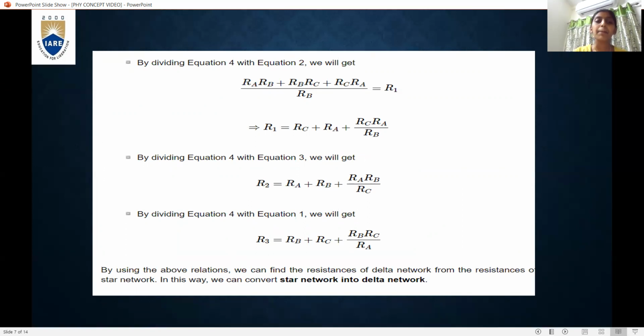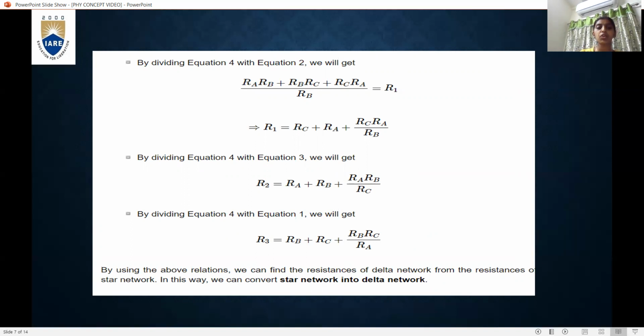Now in the next step, by dividing equation 4 with equation 2, you are going to get the value of R1, that is R1 is equal to RB plus RC plus RA by RB. Then R1 becomes R1 is equal to RC plus RA plus RA by RB. Now in the next step, you're going to divide equation 4 with equation 3, similarly as it is done in the above equation. So you're going to get the value of R2, that is R2 is equal to RA plus RB plus RB by RC.